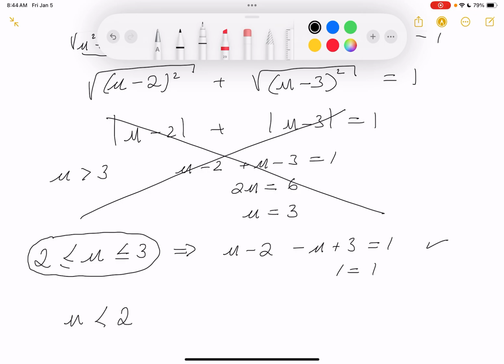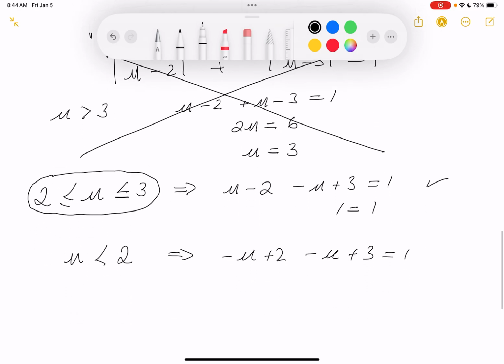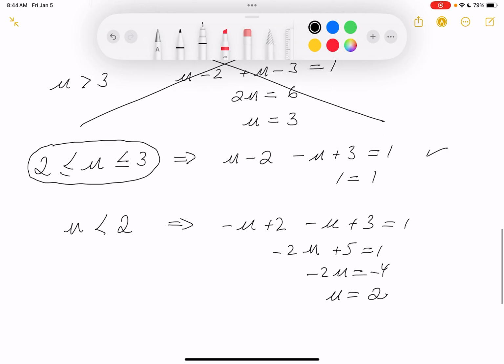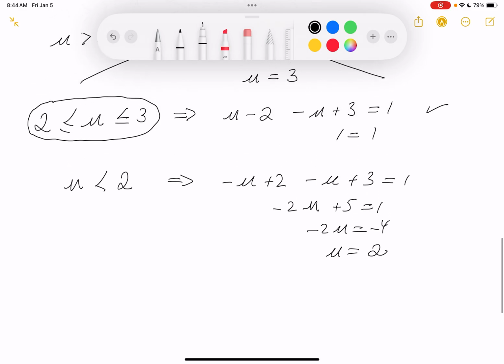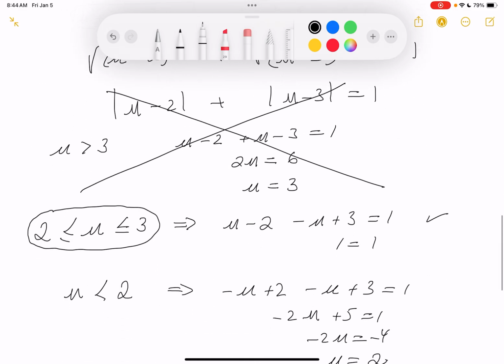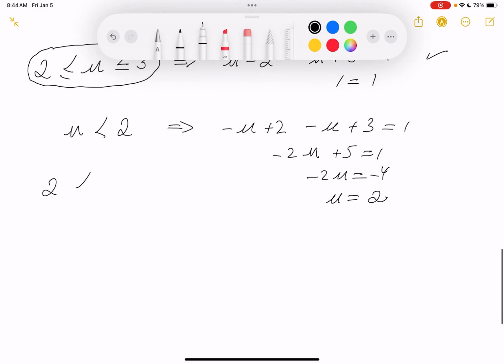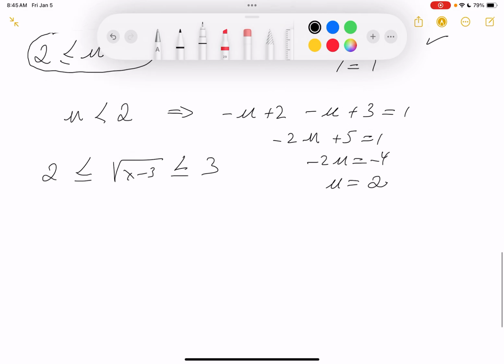Now I want to do u less than 2. And what would you get? You would get minus u plus 2 minus u plus 3 is equal to 1. You get minus 2u plus 5 is equal to 1, minus 2u is equal to minus 4, and u is equal to 2. Well, I'm going to throw that one out because it's not less than 2. So now the problem is that I've got the u, but I don't want the u. I want the x. What was u? Let's go back up here. It was the square root of x minus 3. This doesn't look bad to do, by the way.